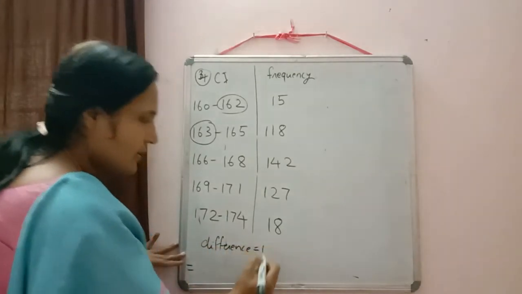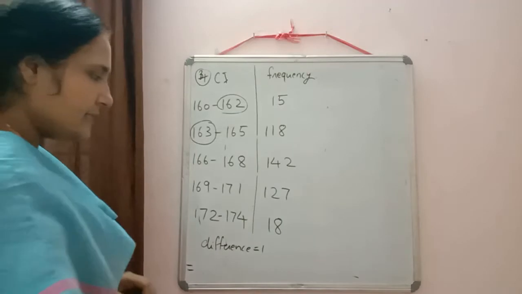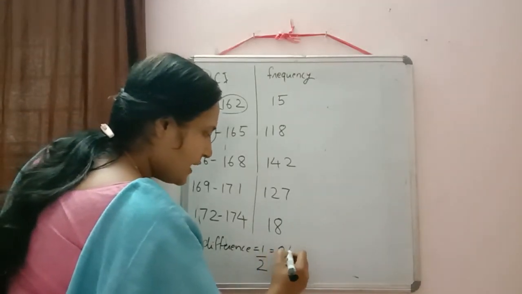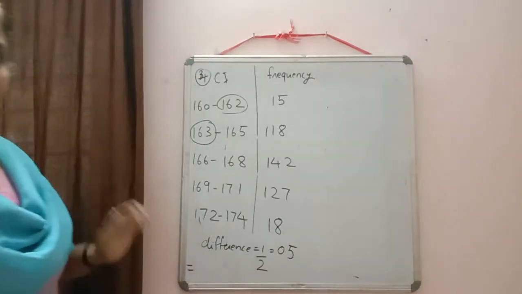1. Correct? Now what will we do? We will divide this 1 by 2. 1 by 2, how much will it come? 0.5.